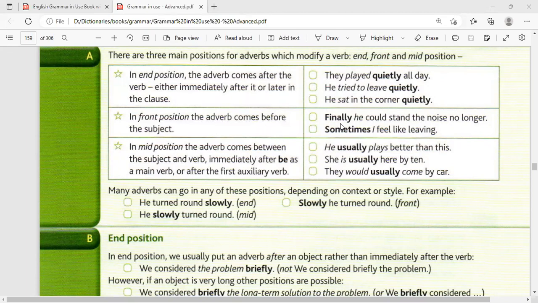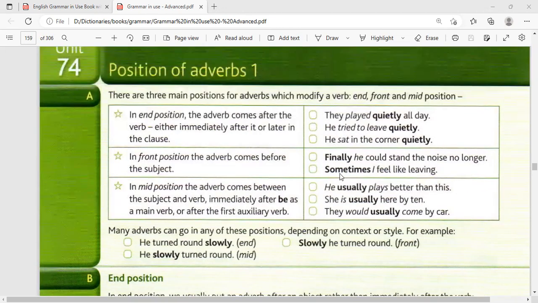Like when I say finally, he could stand the noise no longer. Finally, he could stand the noise no longer. Or when I say sometimes I feel like leaving. So sometimes and finally here are adverbs and they come in front, before the subject.